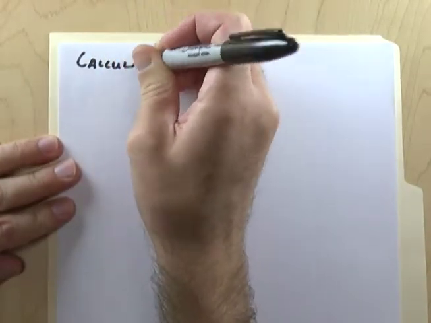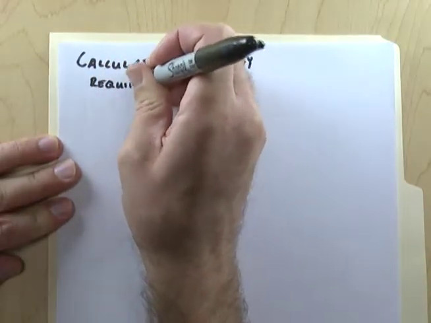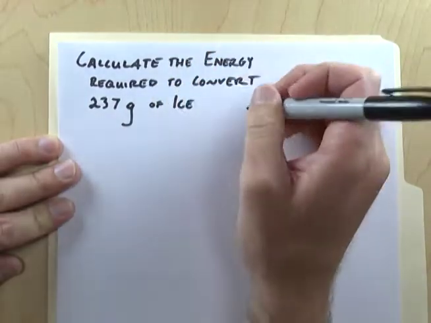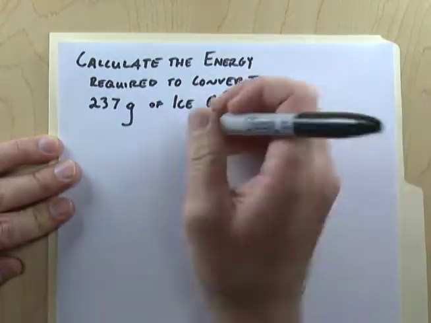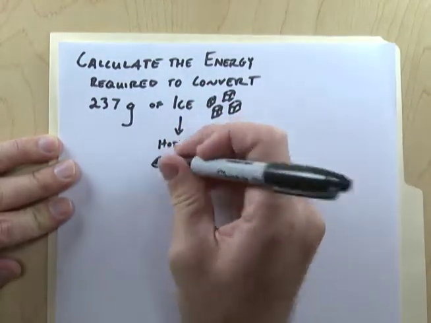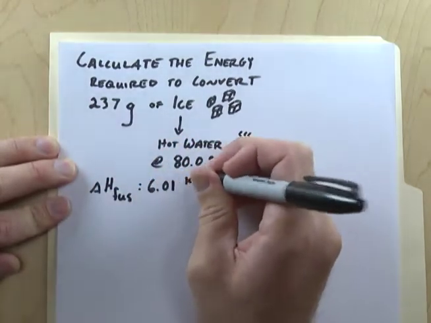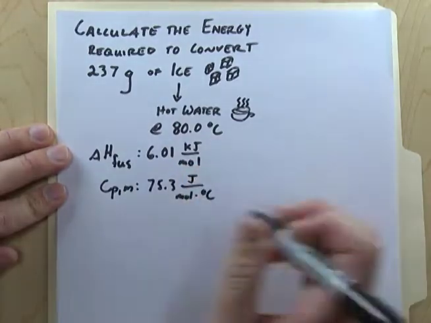Assuming a closed system, calculate the amount of energy required to convert 237 grams of solid ice at 0.0 degrees Celsius to hot water at 80.0 degrees Celsius. The molar heat of fusion of ice is 6.01 kilojoules per mole. The molar heat capacity of liquid water is 75.3 joules per mole degrees Celsius.